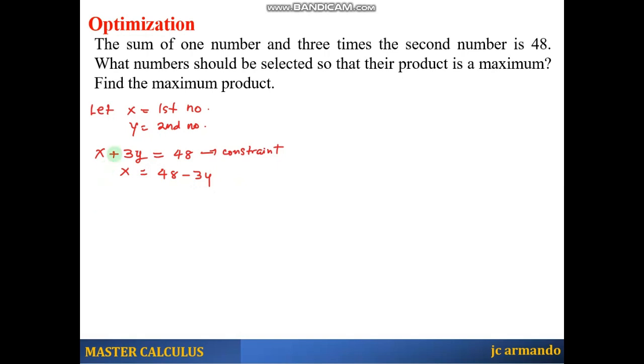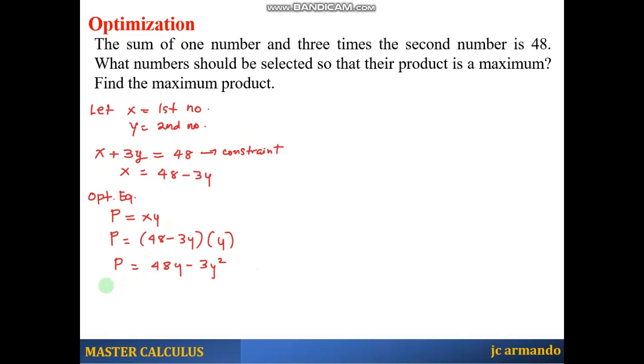Then, the quantity to be maximized is product. So that would be the optimization equation, right? The product of the two numbers. So P equals, what is your x? That is 48 minus 3y times y, right? So P equals 48y minus 3y squared.